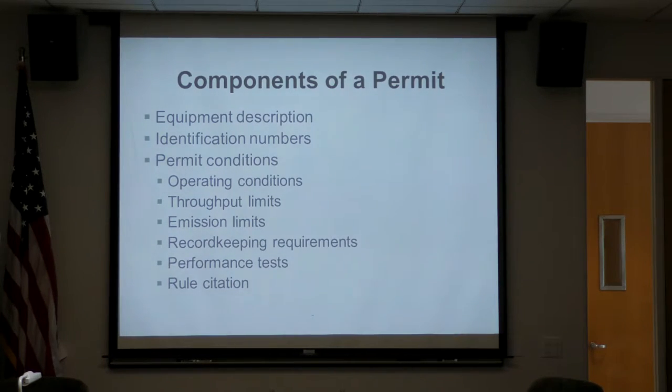So these are the general components of a permit. Each permit includes the equipment description, identification numbers, and permit conditions, which include but are not limited to operating conditions, throughput limits, emission limits, record-keeping requirements, and performance tests, and they include the rule that the condition is citing. I'll go over 2 examples of a permit, and I'll point out examples of permit conditions.